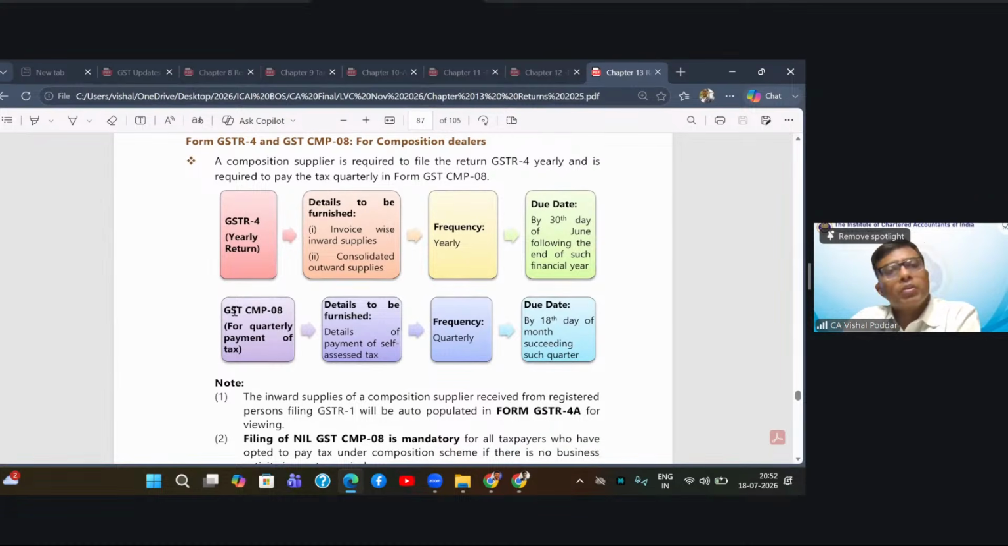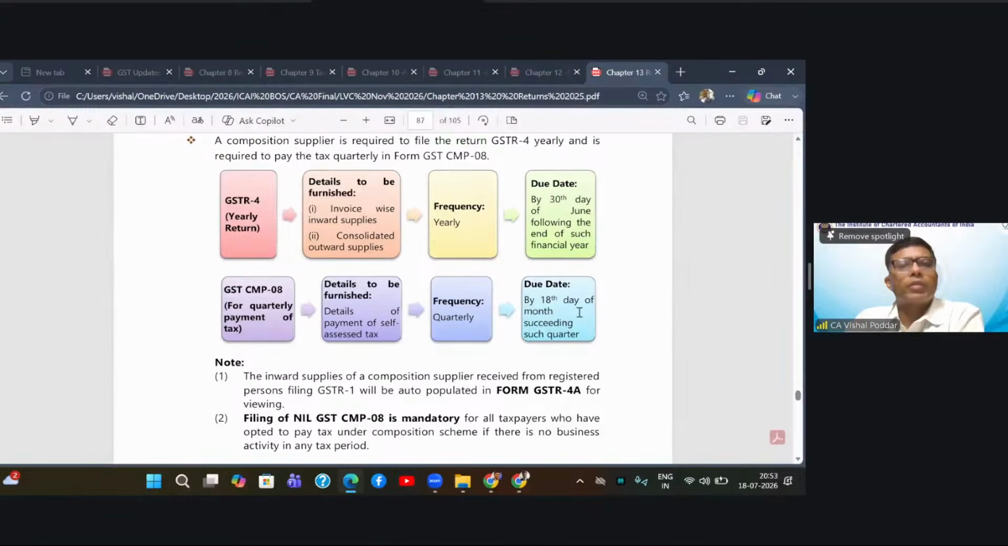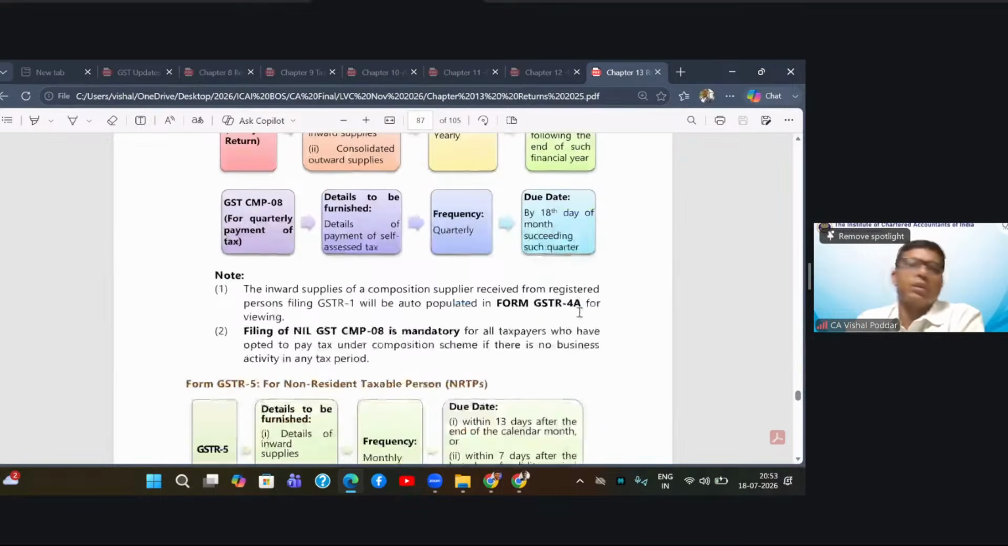Now, even though return is yearly, tax payment has to be done quarterly. How? After the end of the quarter, you have to use this challan, which is GST CMP 08. In this challan, you have to furnish the details of the payment, which will be your self-assessed tax and GST. So this is the quarterly compliance for the composition dealer.